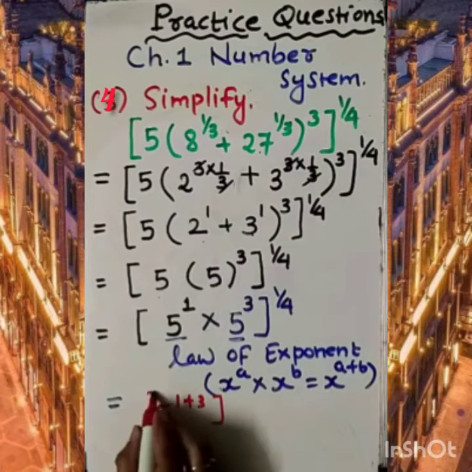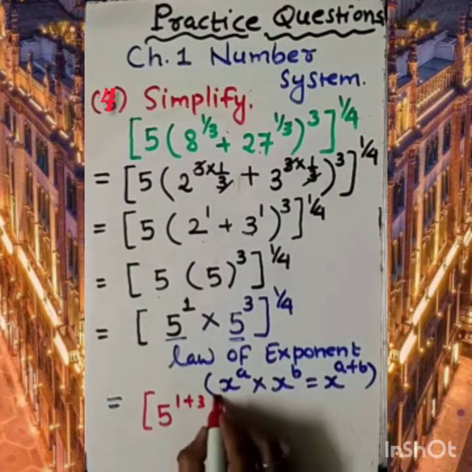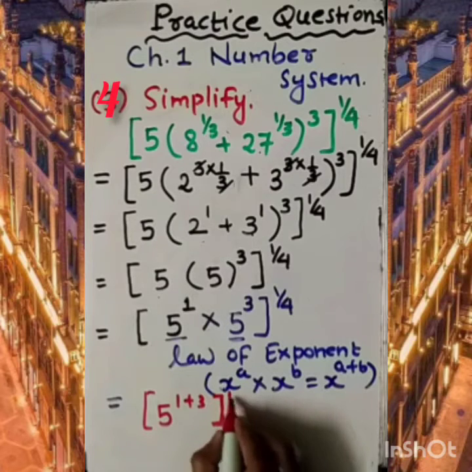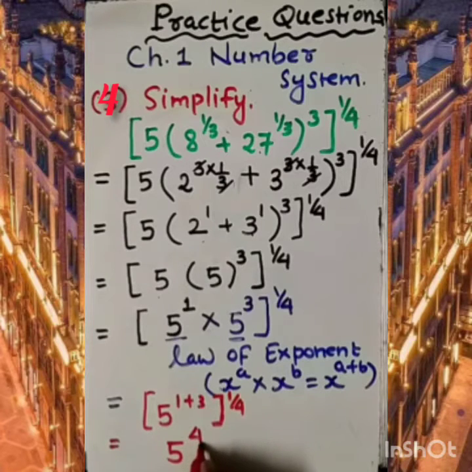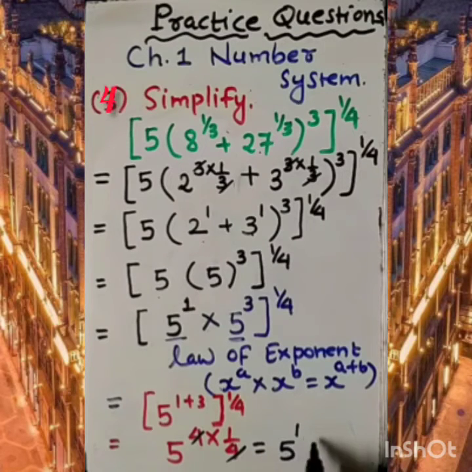And of course, the 4 already has the 1/4 power, so let it be as it is. So finally, this is 1 plus 3 is 4, into 1 by 4. So 4 will be cancelled. Finally I should say 5 to the power 1 is left, which is equal to 5, and this is the complete solution. Okay, I am explaining a little bit again.